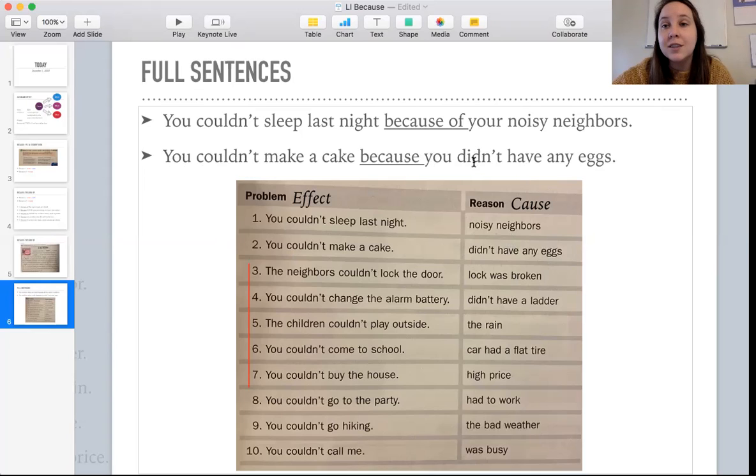Now I want you to practice doing full sentences. So I want you to take a look at numbers 3 through 7. Take a minute, pause the video, write the full sentence using because or because of, and then come back and we will check it.